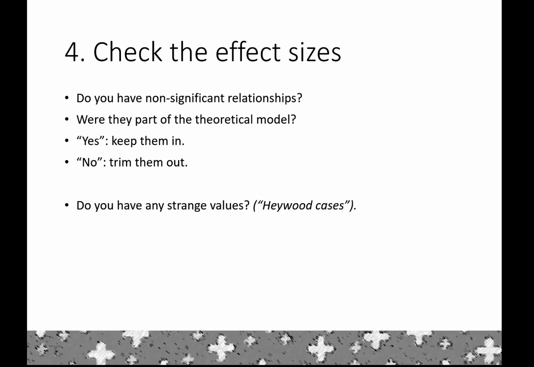Another question you should ask yourself is, do you have any strange values? These are known as Heywood cases. So for example, correlation coefficients can go between -1 and 1. If you have a correlation, say, of 2.5, that is a Heywood case. It is possible that your model was misspecified, and because of this, the correlation between those two variables was overinflated. So it's always important to make sure you don't have any Heywood cases in your results. Finally, you will want to see whether your hypotheses were confirmed and to see what your findings are in order to report them.